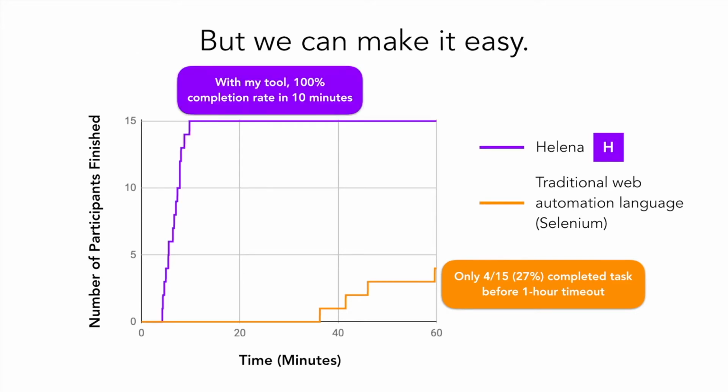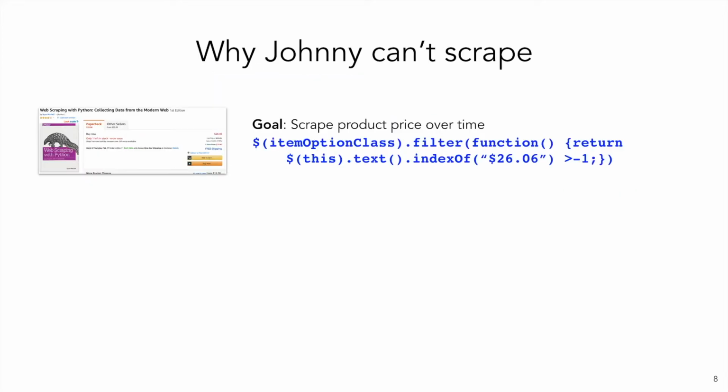But we can get everyone up to completing the task. And in fact, we can do it within 10 minutes if we just give them the right tooling. This was with our Helena tool that we ultimately built. You can see that with that, the completion rate goes to 100% within 10 minutes. So there's a reason that it took those students so long to get things working, and why most of them ended up not being able to complete the task. Scraping is actually quite hard. We're going to do a little quiz right here.